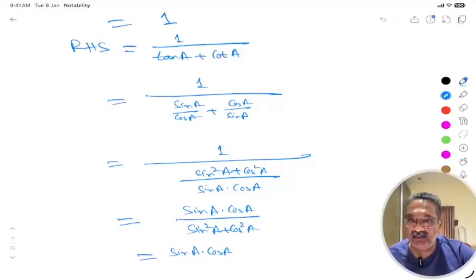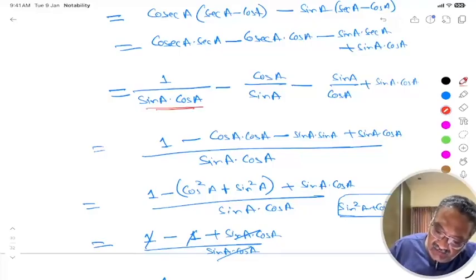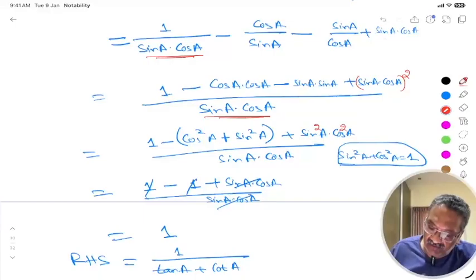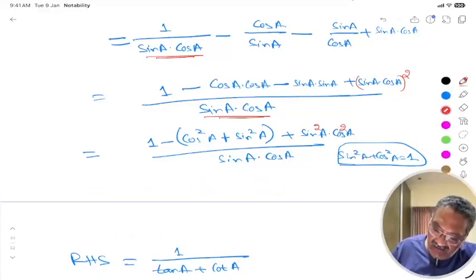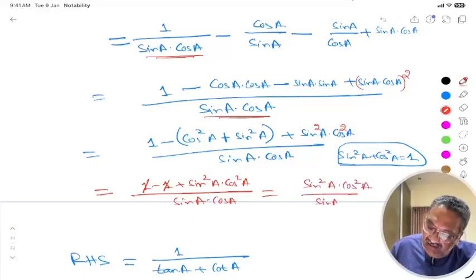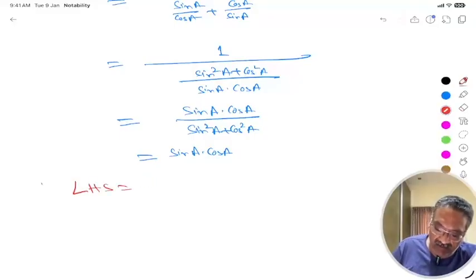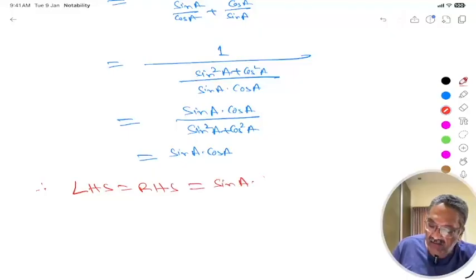Okay, somewhere I have made a mistake. Let me see. Okay, here when I am taking the LCM, the LCM is sin A into cos A, whereas this is only sin A into cos A. So this becomes sin A into cos A into sin A into cos A, that is sin square A into cos square A. Alright. So this becomes 1 minus 1 plus sin square A into cos square A divided by sin A into cos A. 1 cancels. This becomes sin square A into cos square A divided by sin A into cos A, which is equal to sin A into cos A. See, I made a mistake earlier. Okay. So we have both LHS equals RHS, which is equal to sin A into cos A.